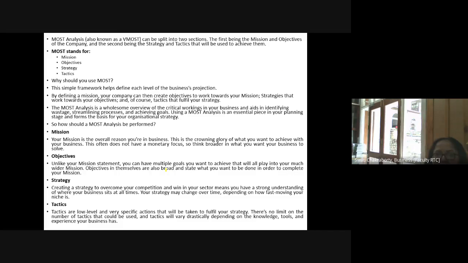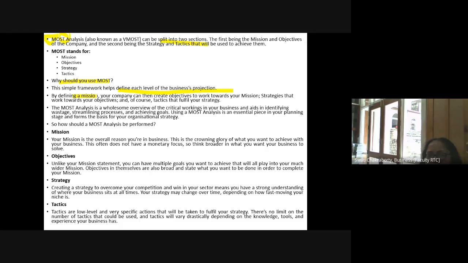So when we talk of MOST analysis, it's also called VMOST, very most. It can be split into two sections. The first part is the mission and objectives of the company. The second is the strategy and tactics that will be used to achieve them. So why should anyone use MOST? It's a simple framework which defines every level of a business projection.